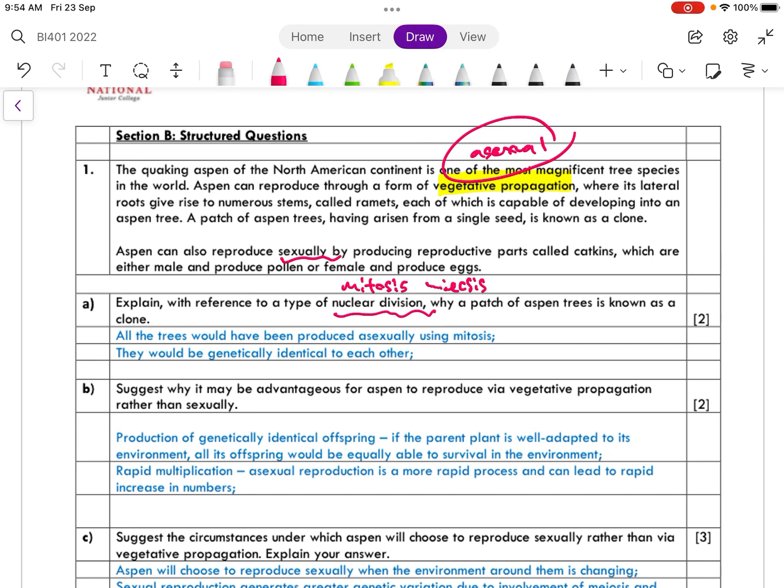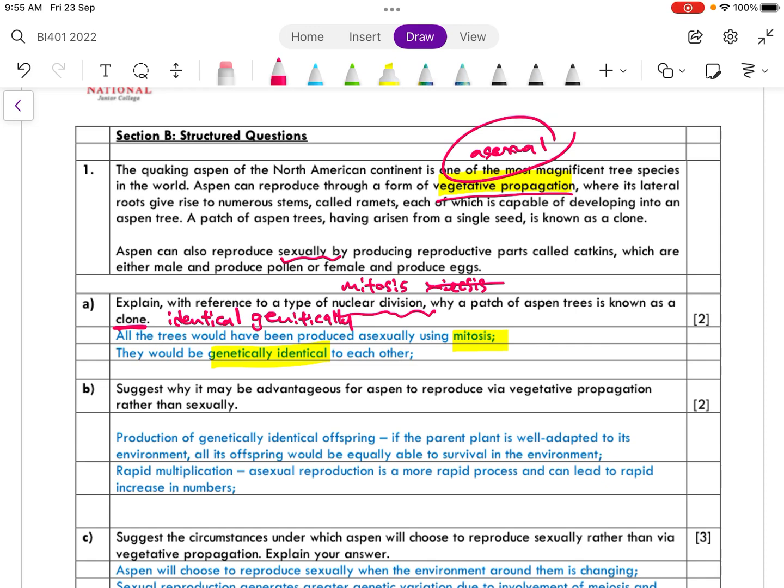Okay, so a patch of aspen tree produced through vegetative propagation, we often call it a clone. A clone is something that is identical. But not just identical, it is genetically identical. And in order to produce genetically identical cells, we cannot make use of meiosis, it has to be mitosis. So those are the 2 marking points. First one, we are looking to see if you can say that all the trees have been produced asexually through mitosis, and that they will be genetically identical to each other.